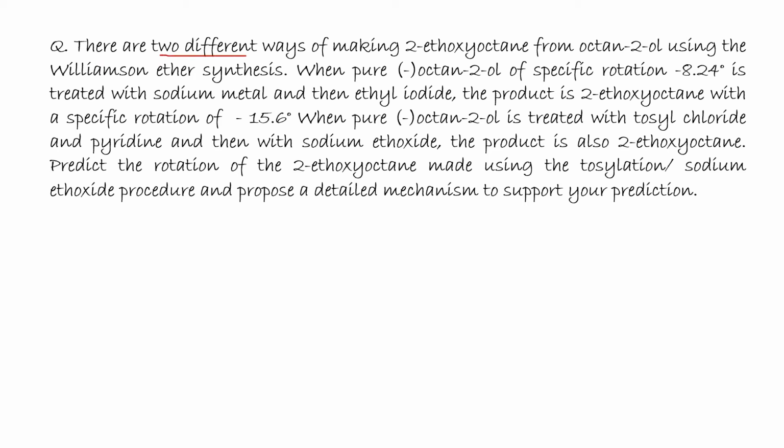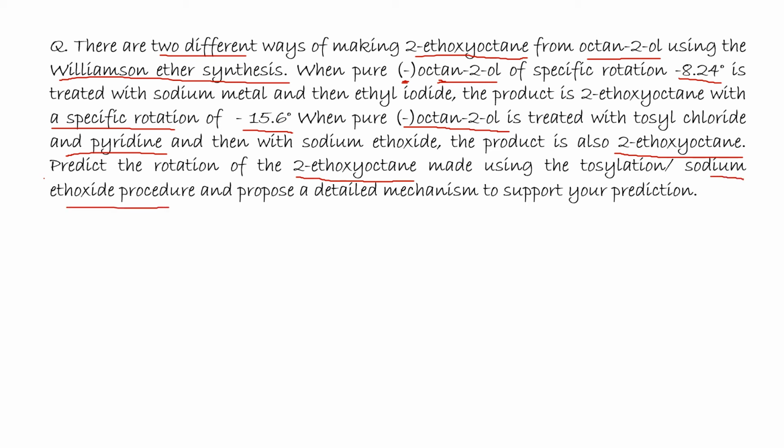There are two different ways of making 2-ethoxyoctane from octan-2-ol using the Williamson ether synthesis. When pure levorotatory octan-2-ol, with a specific rotation of -8.24, is treated with sodium metal and then ethyl iodide, the product is 2-ethoxyoctane with a specific rotation of -15.6. When pure levorotatory octan-2-ol is treated with tosyl chloride and pyridine and then sodium ethoxide, the product is also 2-ethoxyoctane. Predict the rotation of the 2-ethoxyoctane made using the tosylation and sodium ethoxide procedure and propose a detailed mechanism to support your prediction.